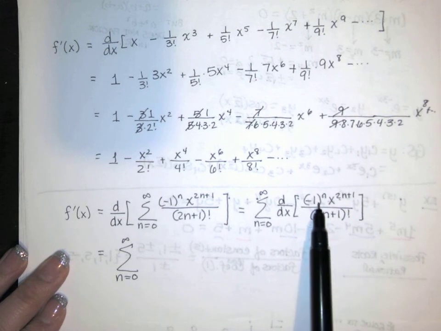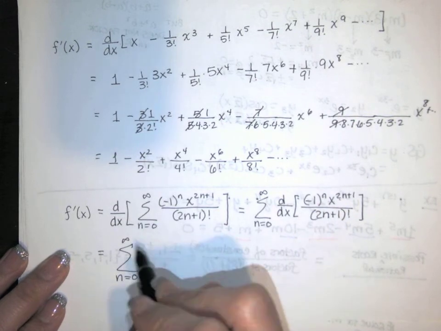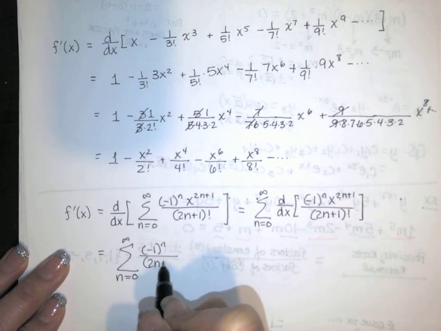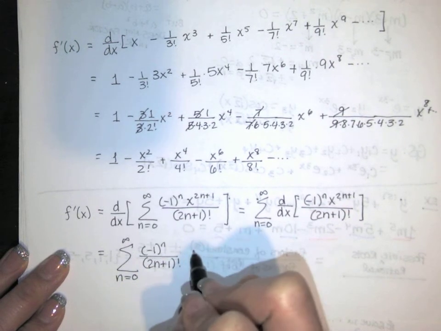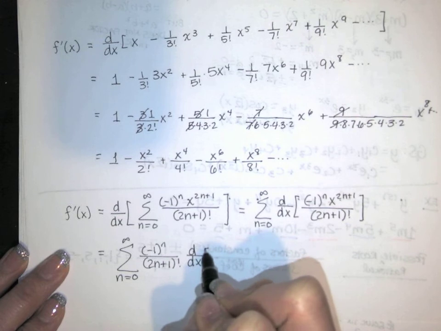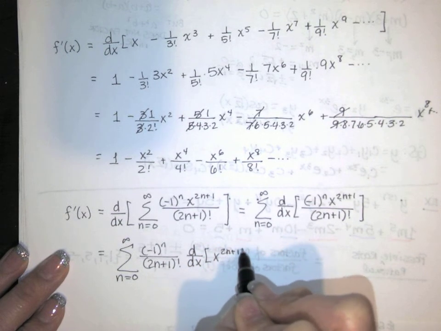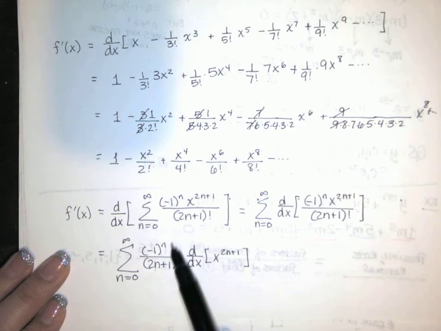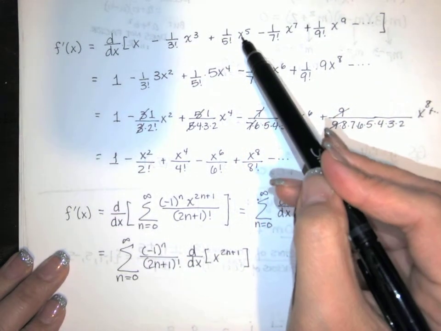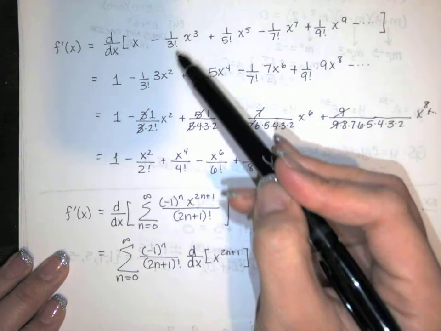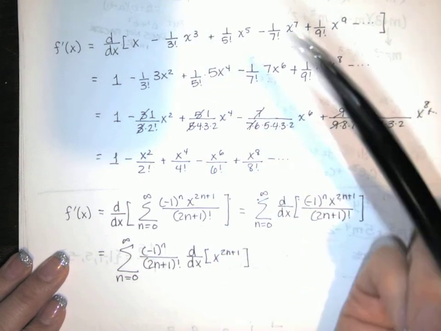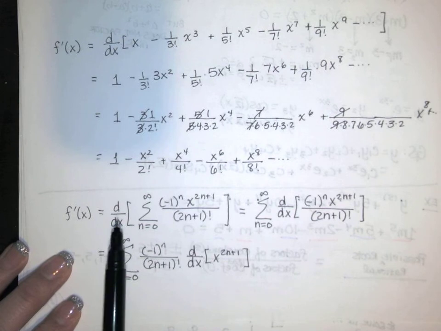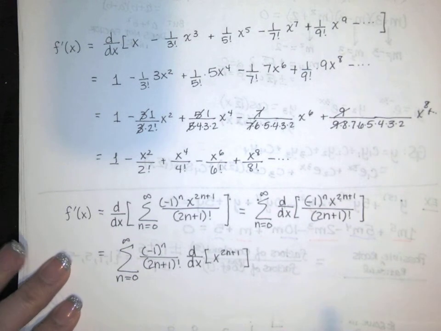So the negative 1 to the n and the 2n plus 1 factorial, you can bring those out. And all you're really doing is taking the derivative of the x to that power. Just like we did over here, I factored out my constant, that's my constant, and then I took the derivative of x to the 5th, and I got 5x to the 4th. I factored out my constant, and I took the derivative of x cubed. We're doing the same thing here, it just looks different, but it's the same thing. We're just doing all of them at once.